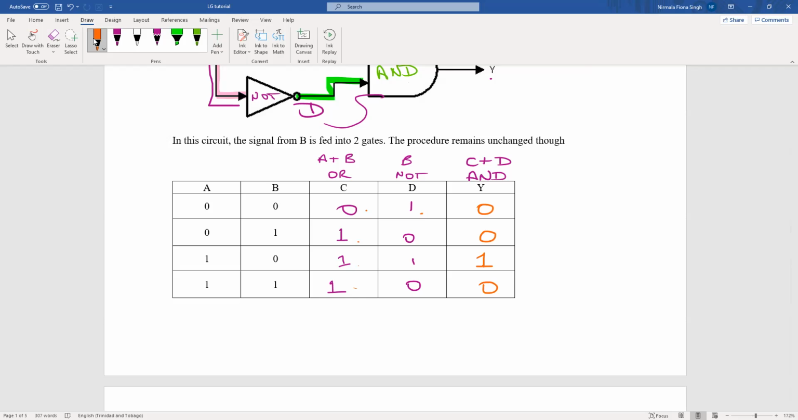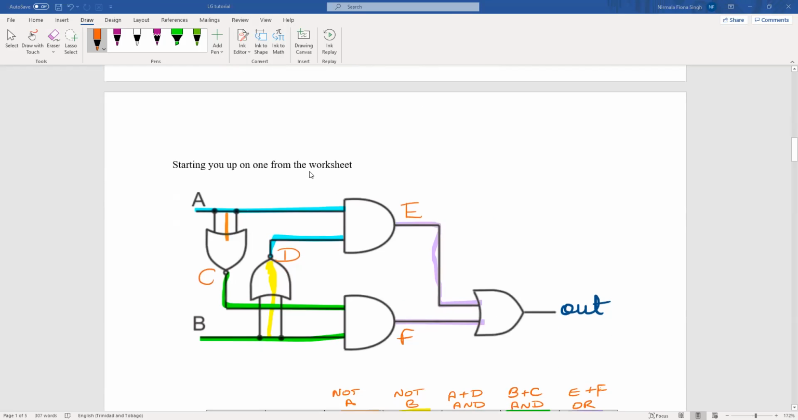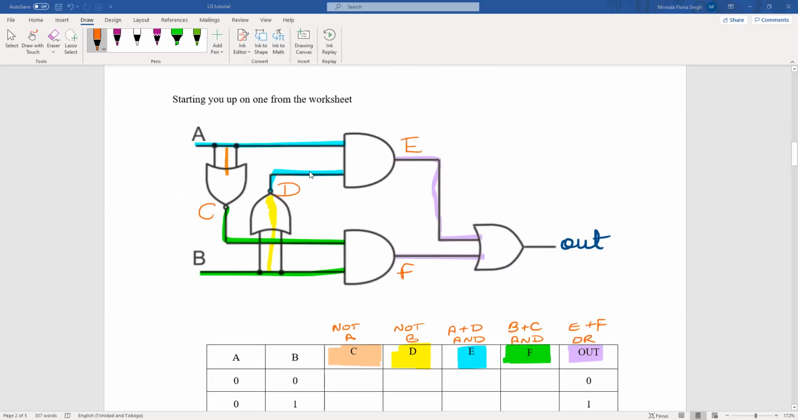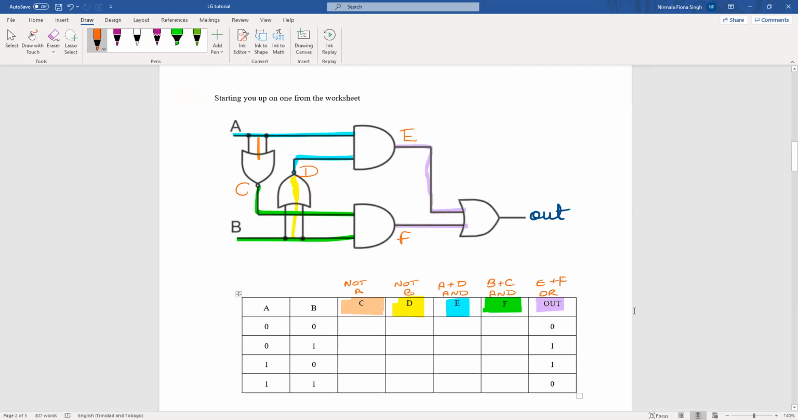Everybody, you all follow that well enough there, right? Okay, good. So I'm going to have you all try one. I'm starting you all up on one from the worksheet. This is question 6 in the worksheet. I've color coded it. Hopefully you all could follow it. Let me explain what's happening right now and you all will see it. I'm sure it's pretty much easier now that you've had the explanation.